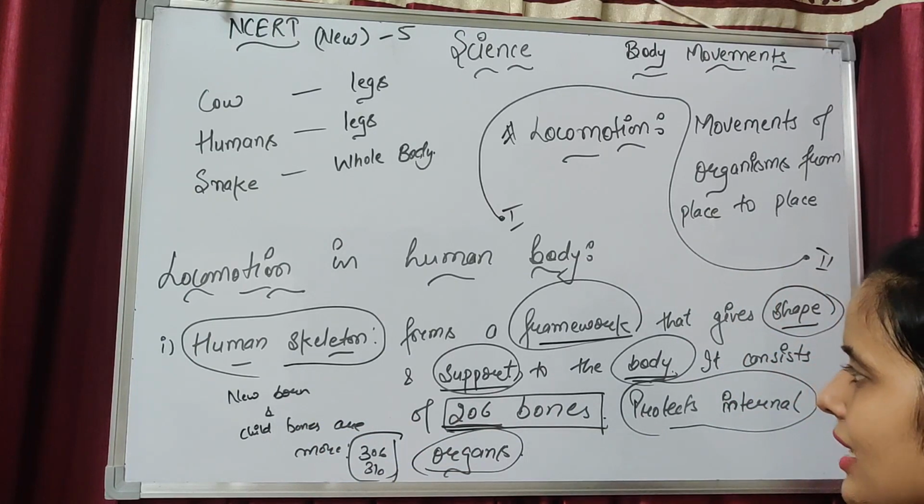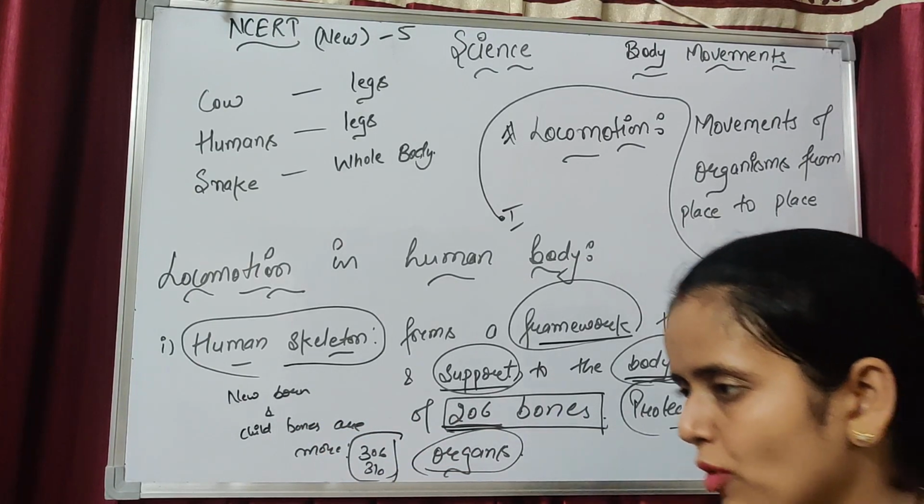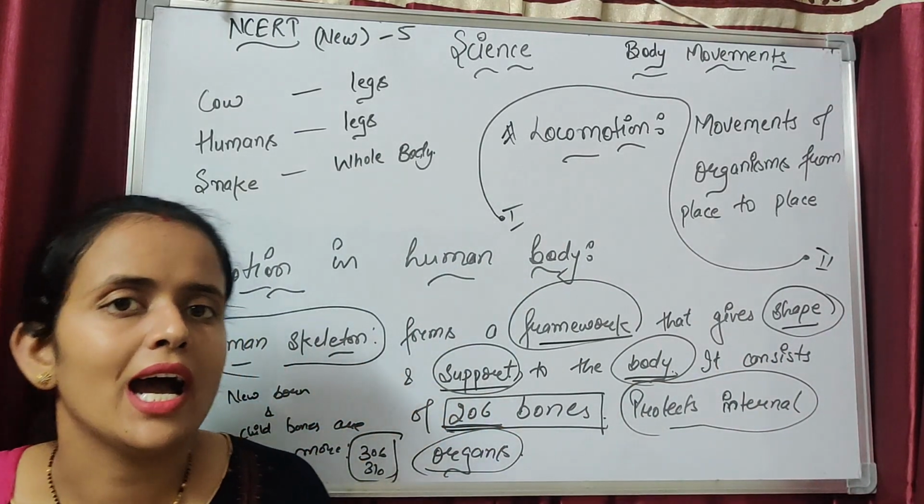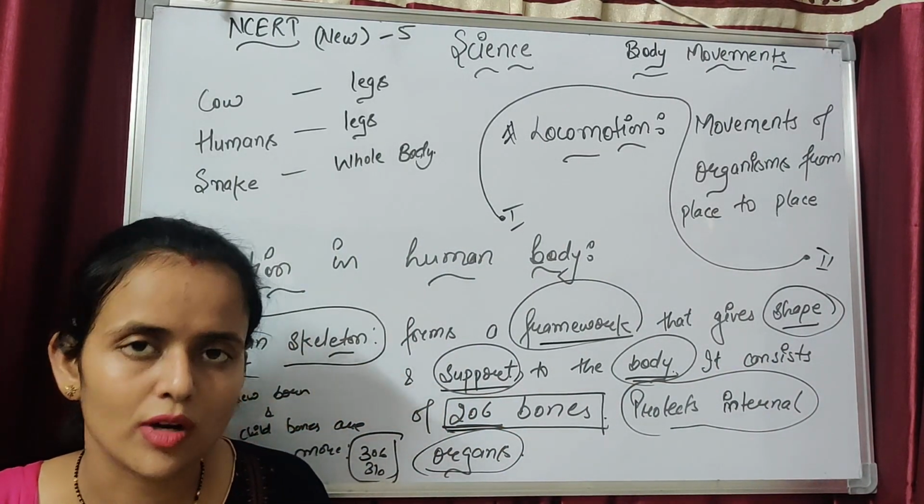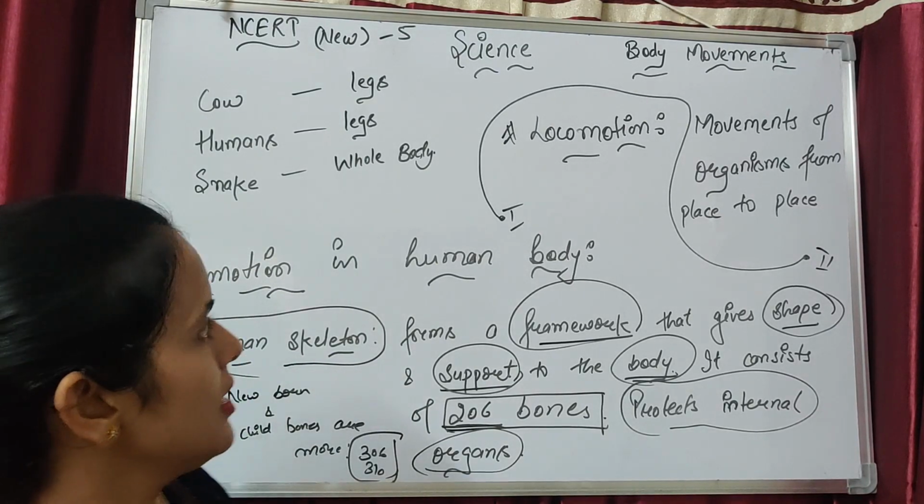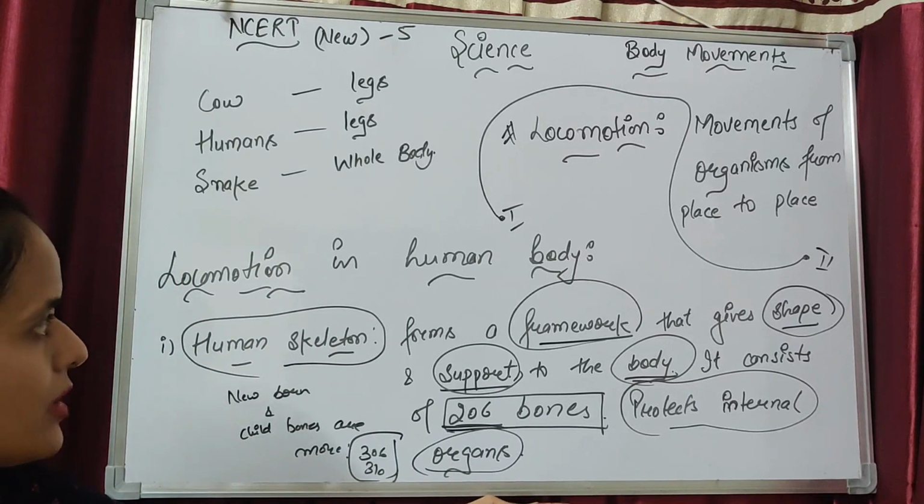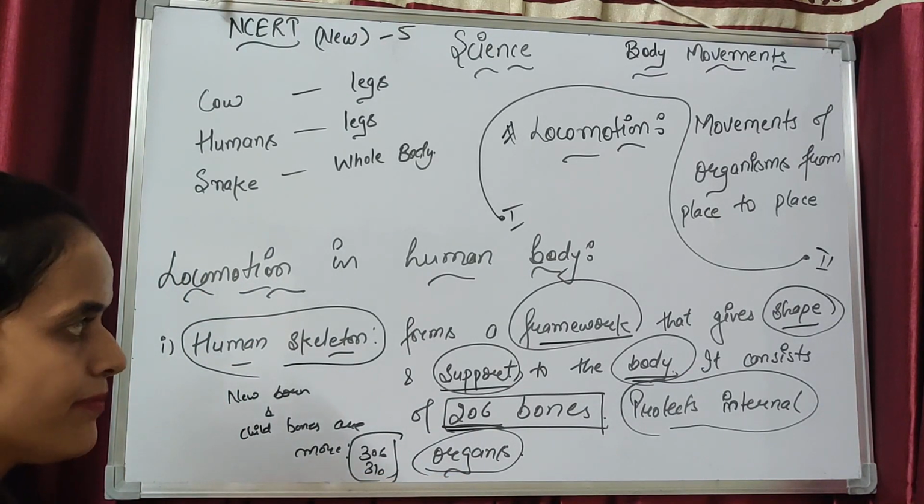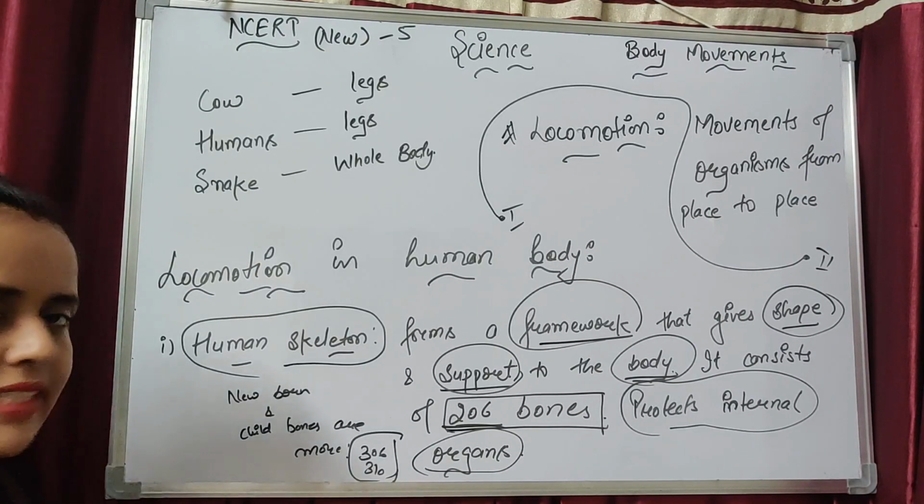Clear? The human skeleton is the framework that gives shape and support. That means the skeleton frames our body, gives support, protects our internal organs, and consists of 206 bones. Clear up to here? I think so. There is no problem in this topic, so the basic things are okay. Yes, come to the second point.